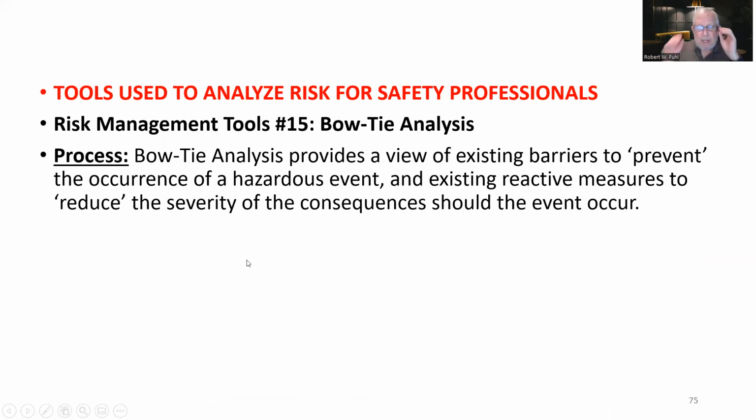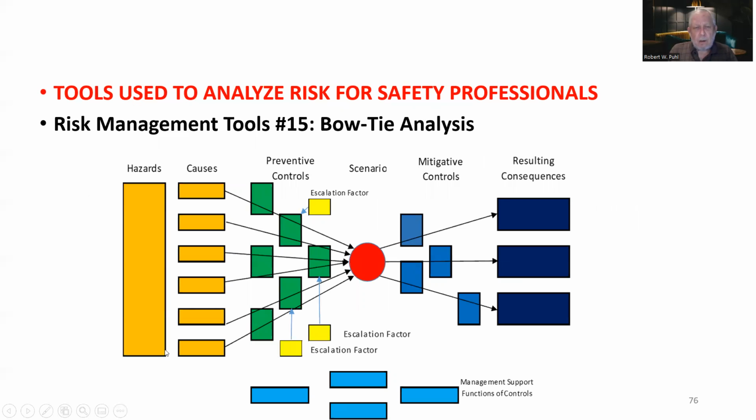Bow tie analysis provides a view of existing barriers to prevent the occurrence of a hazardous event and existing reactive measures to reduce the severity of the consequences should the event occur. So that's what we're talking about here. That's why they call it a bow tie analysis. You can see right now from this diagram: hazards, causes, prevention controls, escalation factors, and then in the middle the scenario, then the mitigation controls, resulting consequences, and other mitigating controls.